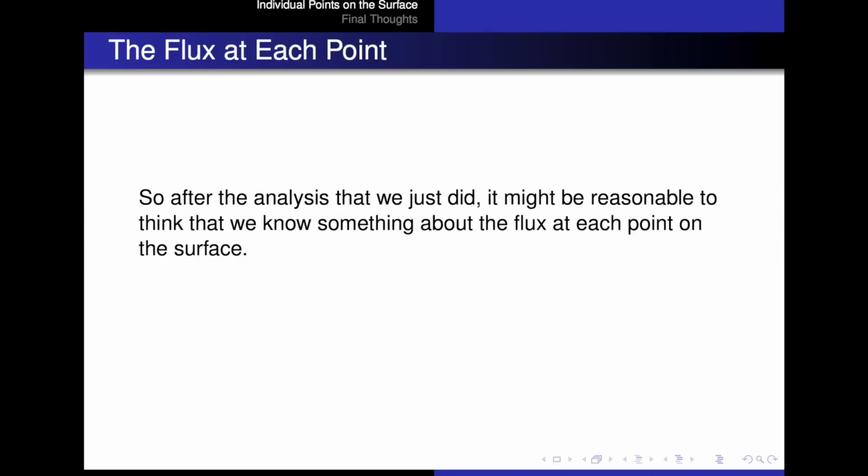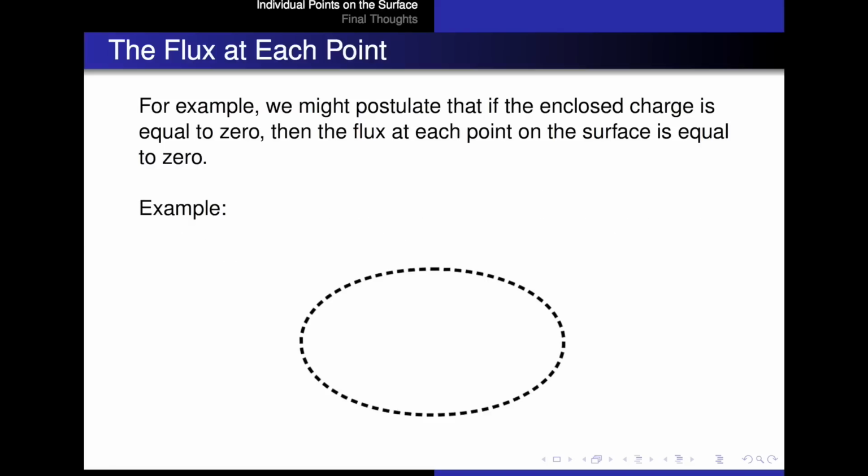So after the analysis that we just did, it might be reasonable to think that we know something about the flux at each point on the surface. But sadly, life is not that easy for us. So for example, we might postulate that if the enclosed charge is equal to 0, then the flux at each point on the surface is equal to 0.